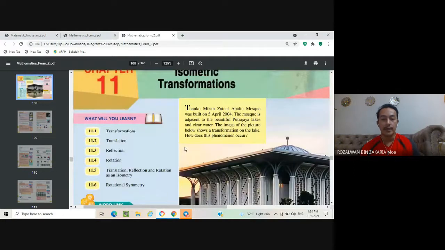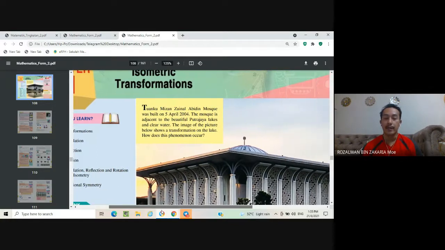So for this chapter, you will learn there are 1, 2, 3, 4, 5, 6. There are 6 subtopics in this chapter. Starting with transformation, translation, reflection, rotation, translation, reflection, and rotation as an isometry. And the last subtopic is rotational symmetry.